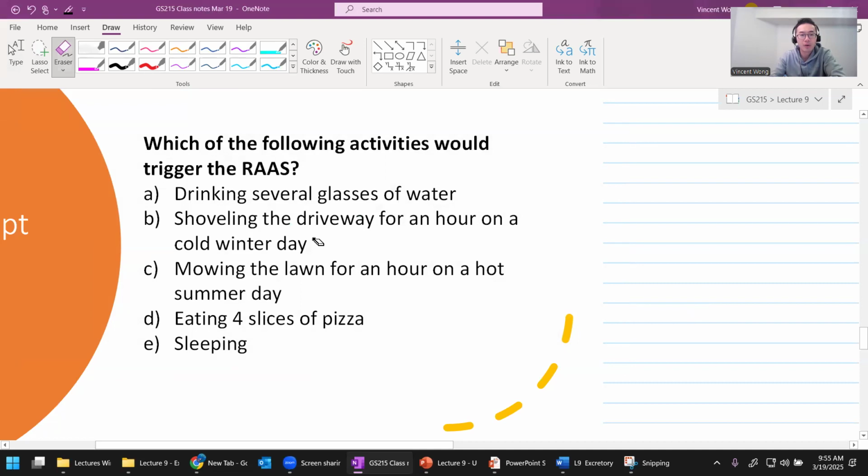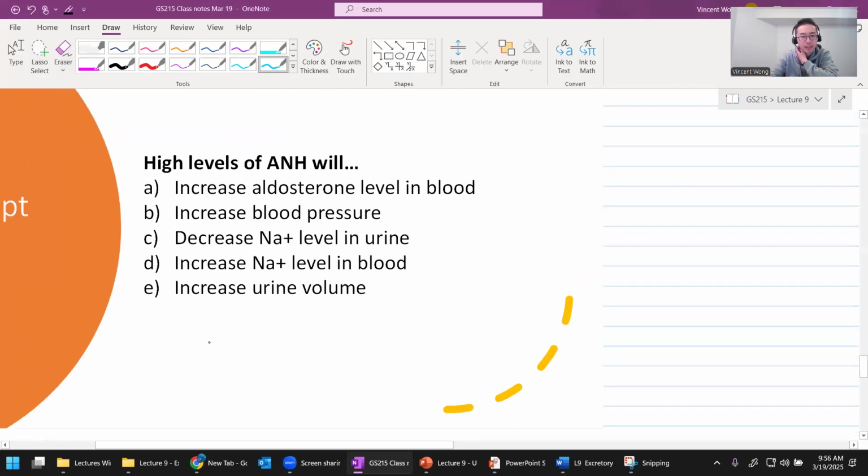Shoveling the driveway for an hour on cold winter days. We had those experiences this past winter. The point here is if it's a cold winter day, you're probably not going to be sweating too much. So you're not going to be dehydrated. You'll be tired, but you're not going to be dehydrated. Compared to mowing the lawn for an hour on a hot summer day, it will trigger the RAS. You're not going to be severely dehydrated, but you'll be sweating quite a bit, and that sometimes is enough to trigger the RAS. Okay, eating four slices of pizza, no problem. This is talking about the sodium in the body, right? And that's fine. Sleeping, no bearing.